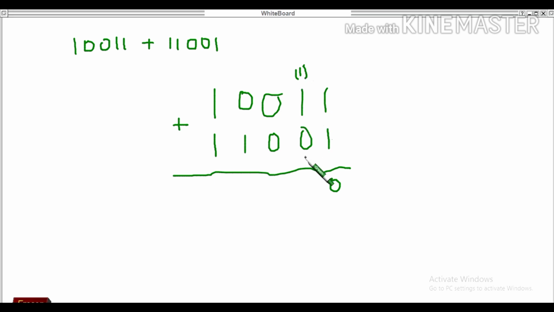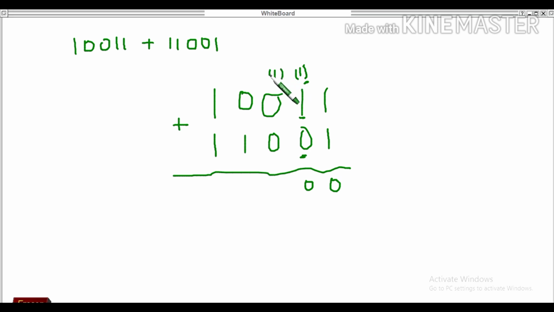Now how to do the second line? Now here we will calculate from down. 0 plus 1. So what was the rule? 0 plus 1 is 1. Then again this answer is 1. 1 plus 1, this carried 1 was there, so 1 plus 1 is again 0, but 1 will be carried forward again, right?